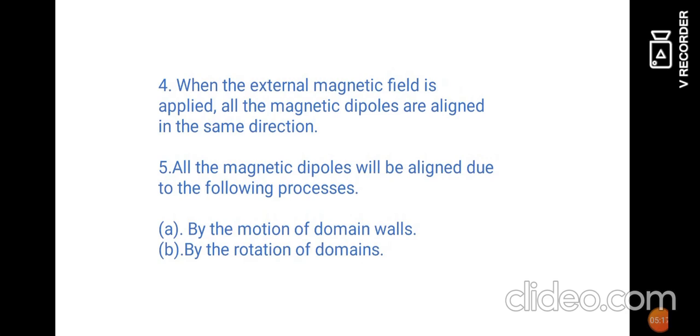Fifth point: all the magnetic dipoles will be aligned due to the following process. We have the question of how all the magnetic dipoles will be aligned in the same direction. That will happen by the two following processes. The first process is by the motion of the domain walls, and the second process is by the rotation of the domains.